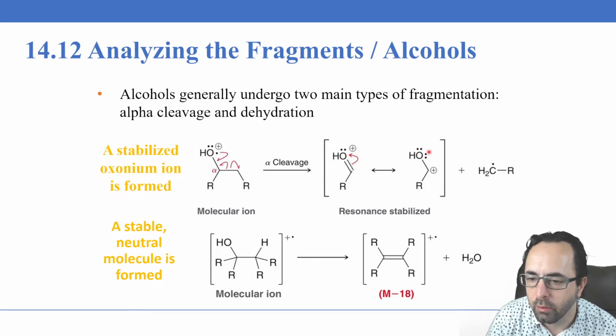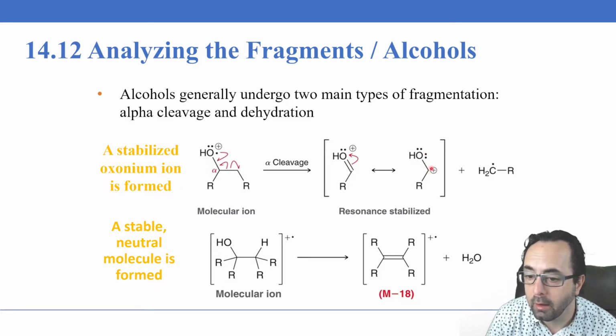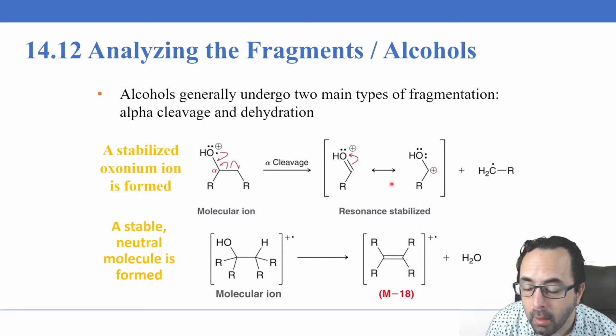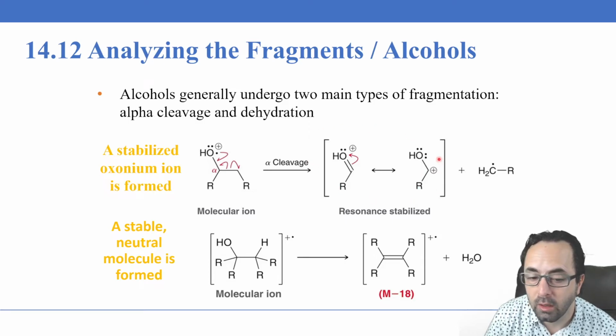These pi electrons, we move them onto the oxygen, and we have a carbocation here. This will be especially prevalent if it produces a tertiary carbocation on the carbon, right? And so this resonance stabilization can be quite strong.